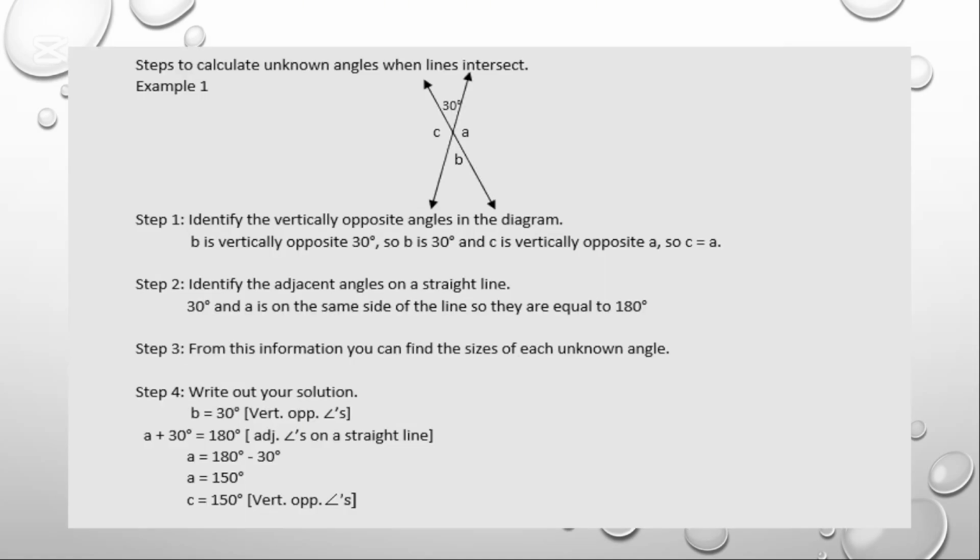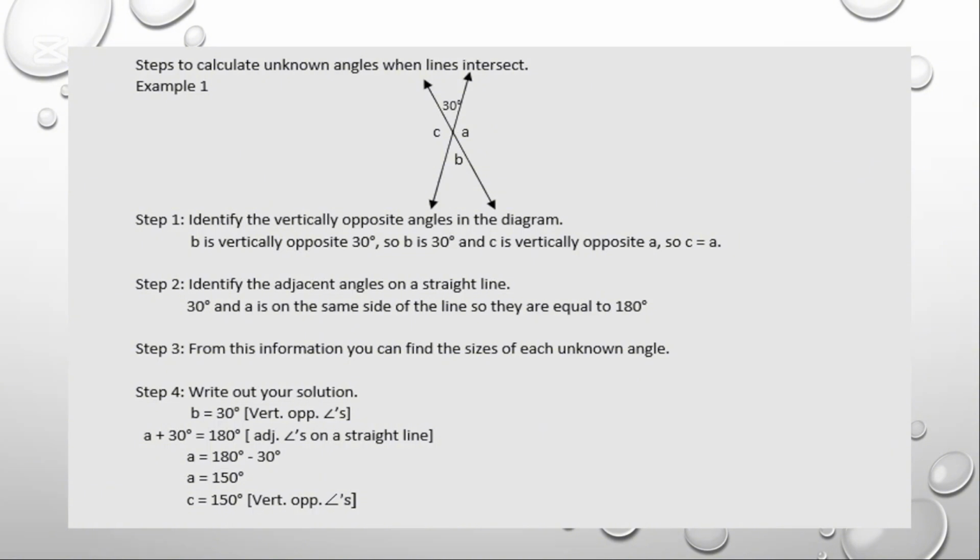This is our first example here. Two lines intersect. Now, step 1. Identify the vertically opposite angles in the diagram. You know that B is vertically opposite 30 degrees and C is vertically opposite A. So 30 and B have the same size, and C and A have the same size.